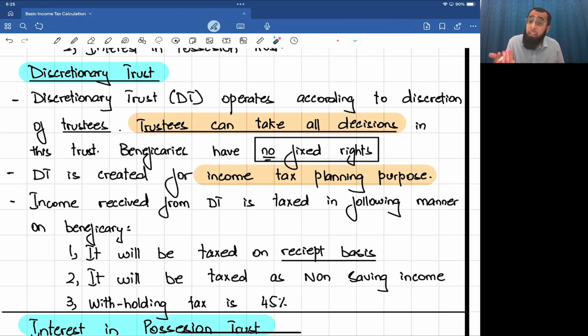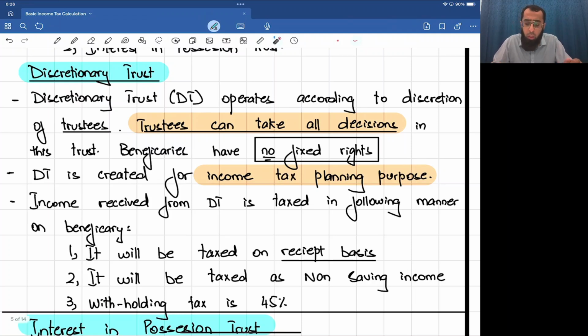Now, since the objective is tax planning, the tax department has kept some strict conditions on it. Income received from discretionary trust is taxed in the following manner on the beneficiary. It's taxed on receipt basis, which means in the tax year in which you are receiving. It is taxed as non-saving income, and its withholding tax, advanced tax, is 45%, which is the highest withholding. But for withholding tax, there is nothing to worry about because that is adjustable. You all know you can adjust the withholding tax against your tax liability.